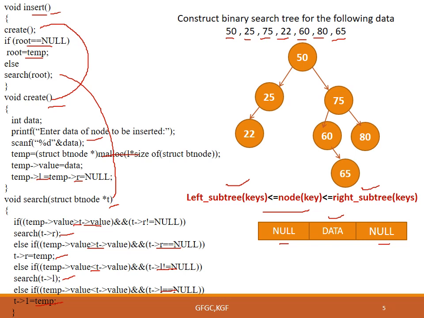Here it will see if the root is equal to null, then the temporary value, whatever data is entered here, will be assigned to the root value. If it is not equal to null, it will go to the search function. Here in the search function, the value which has to be inserted in the binary search tree is compared with the root node.